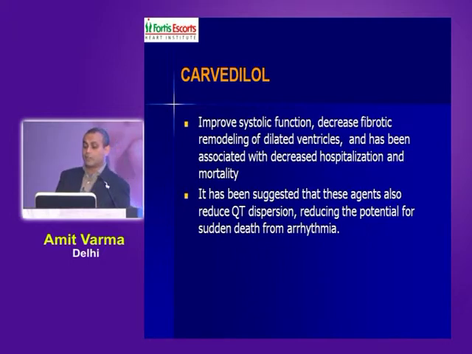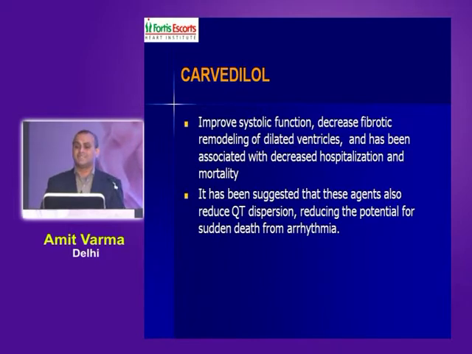It improves systolic function, it decreases fibrotic remodeling. More importantly, it has been associated with decreased hospitalization and mortality. Now, what is the causal benefit? And the causal benefit is that these agents reduce QT dispersion, reduce the potential for sudden death from arrhythmias.